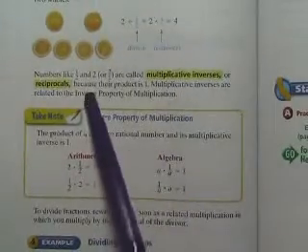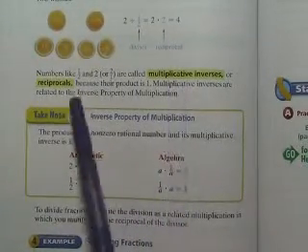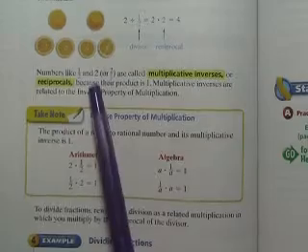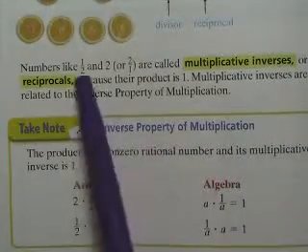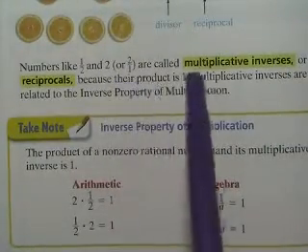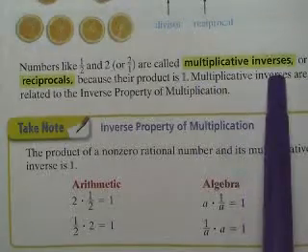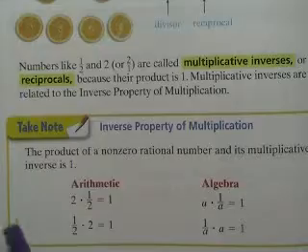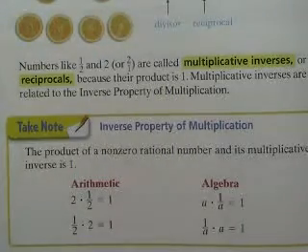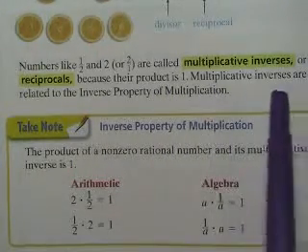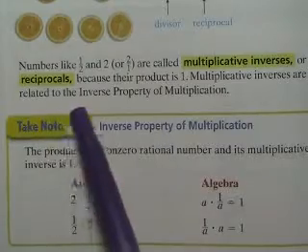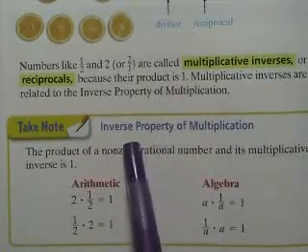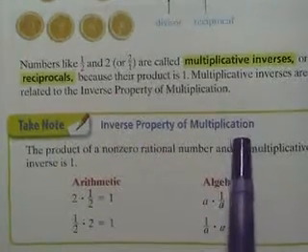Matter of fact, there's a section in the textbook that talks about this. It says numbers like 1/2 and 2, or 2 over 1, are called multiplicative inverses. Multiplicative inverses, or reciprocals, because their product is 1. Multiplicative inverses are related to the inverse property of multiplication. Here's the inverse property of multiplication.